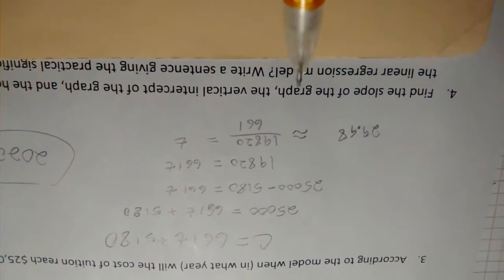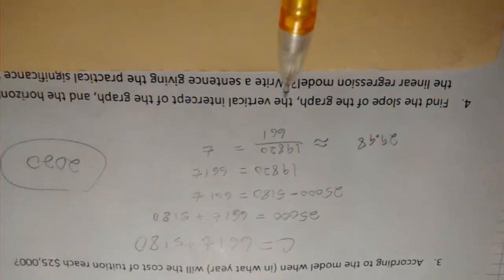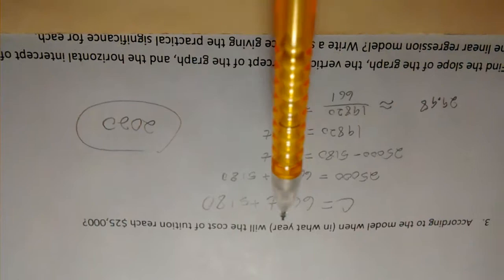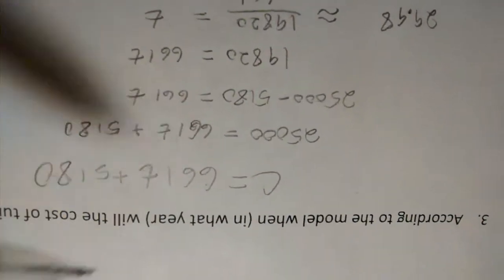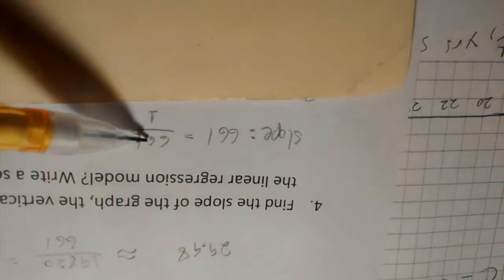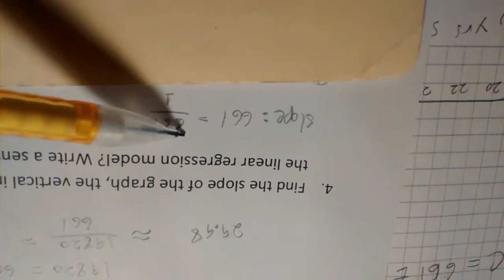So three things here we want to look at: the slope, vertical intercept, and the horizontal intercept of the graph of this linear regression model. So let's look at the first one here, the slope. Slope being 661, that's the coefficient there. And again, you should think of that as over 1 and ask yourself, what is the output variable units?